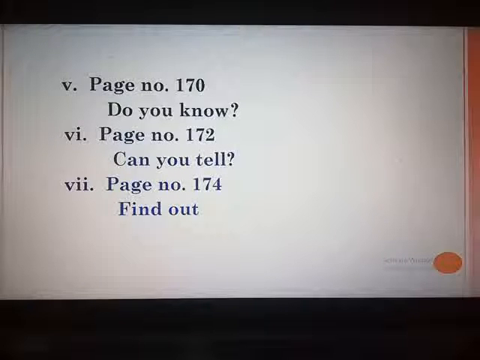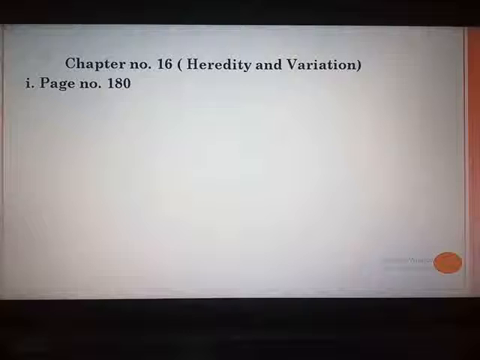So we complete with chapter number 15, that is the first chapter for section A. Now we move towards the next chapter for section B, that is chapter number 16, Heredity and Variation. A very important chapter, interesting chapter, but reduction is very less in this chapter. So whatever we have got from the education department, let us accept it in a very smiling way. Page number 179, there is no reduction. So we move to page number 180.